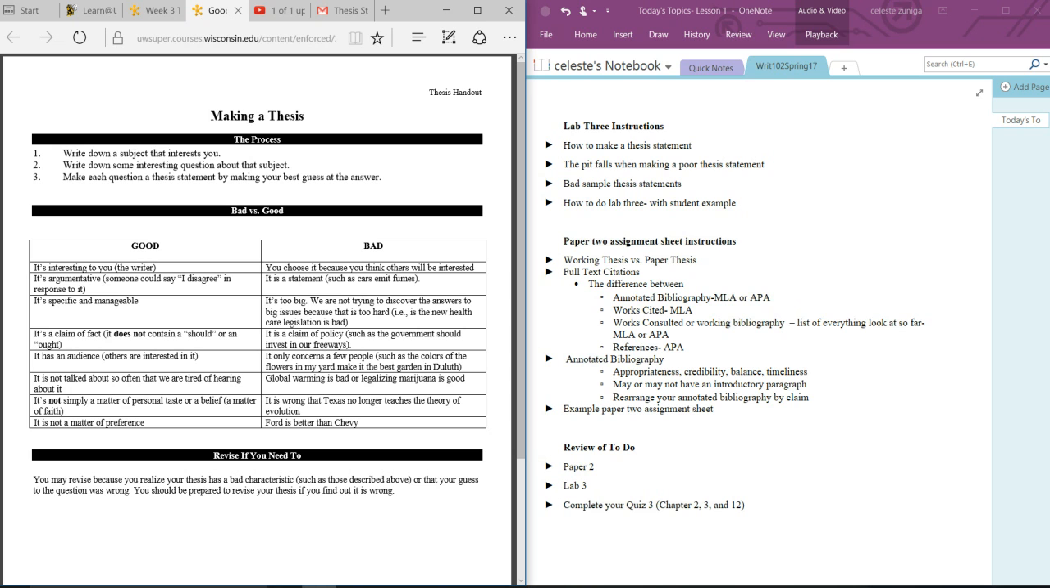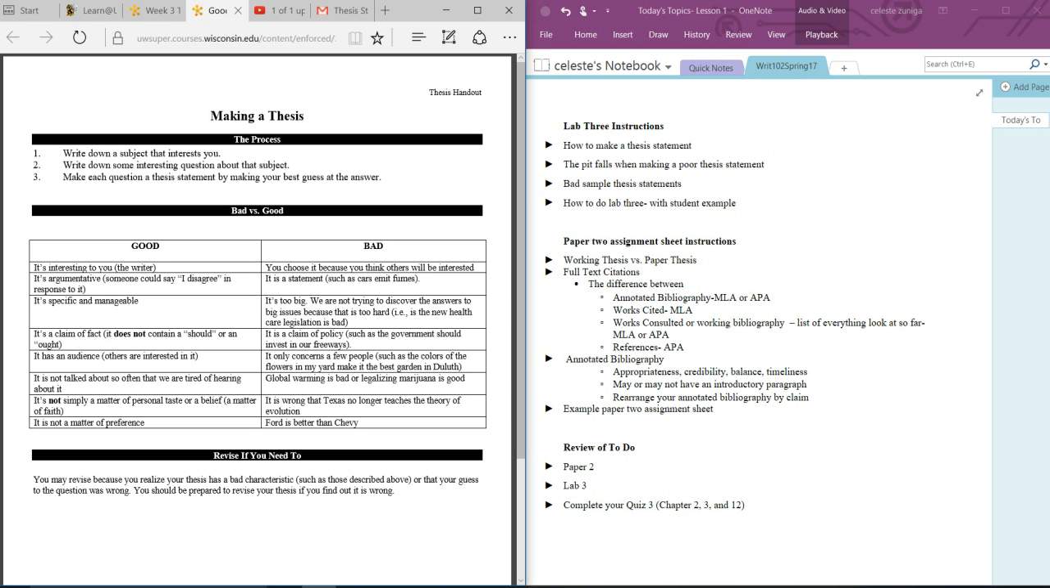It is a claim of fact. I'm sorry, it is a claim of fact. It lives in the past is what I mean by that. I talked a lot about living in the past as undergraduate students. It should not have a should in it, or an ought, or a could. You're not living in the future. Even if you don't have a should, ought, or could, a lot of times they're hidden should statements, right?